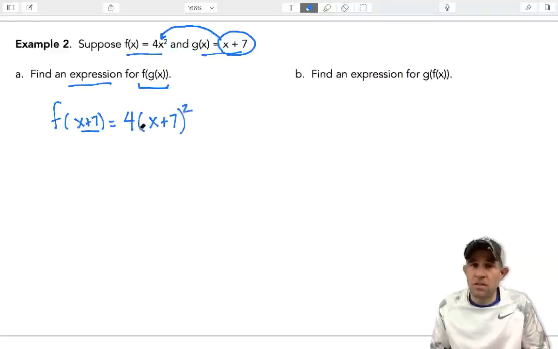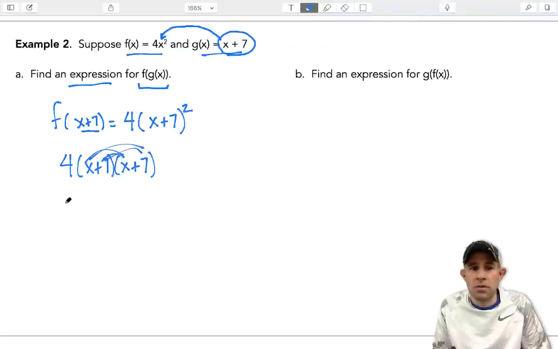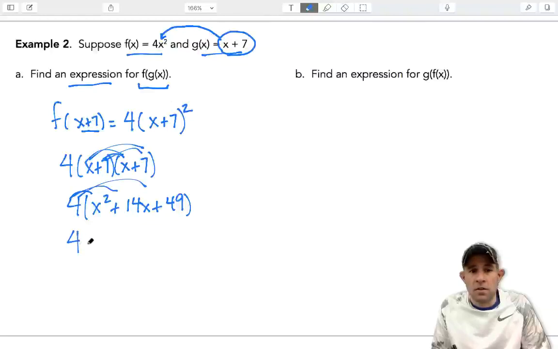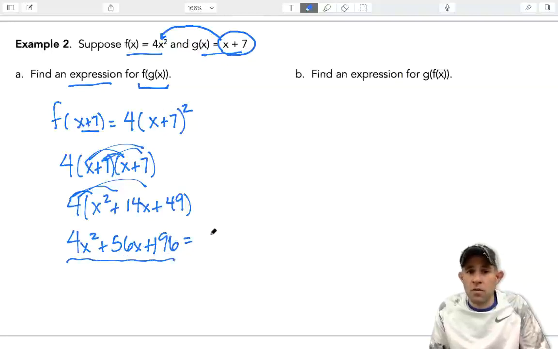All right, now here is the expression for f of g of x. We should simplify this further. So x plus 7 squared is really x plus 7 times x plus 7. So we need to distribute our x's and our 7. When we do that, we'll get 4 times x squared plus 14x plus 49. And now we need to distribute that 4 to all those terms. So the result there is 4x squared plus 56x plus 196. Now that is the new expression for f of g of x.